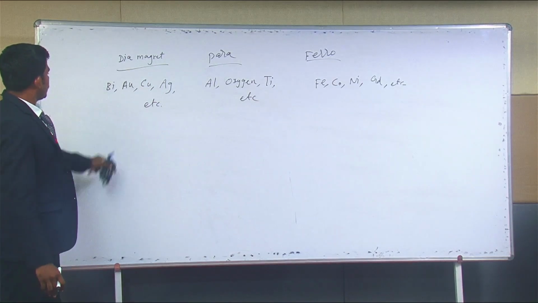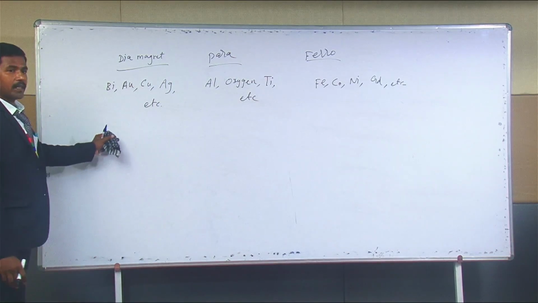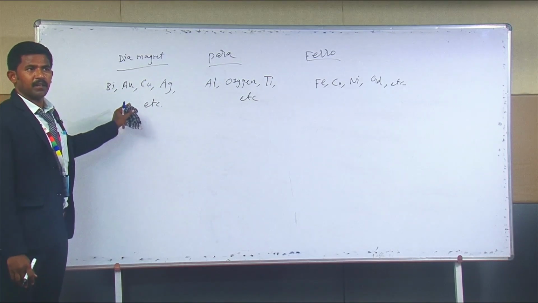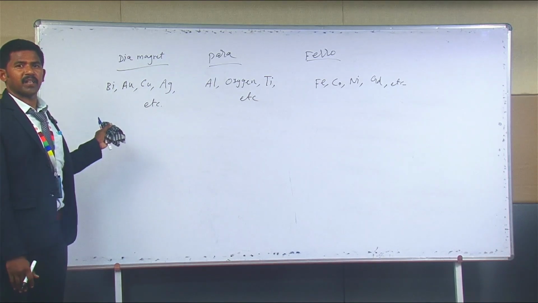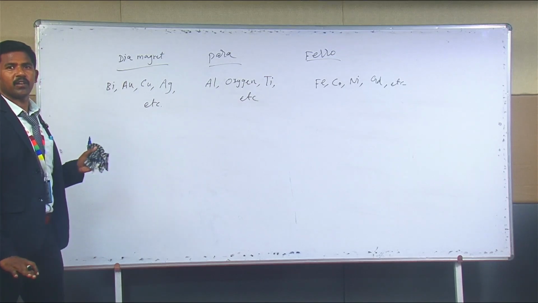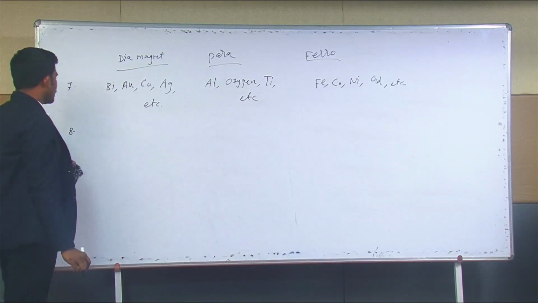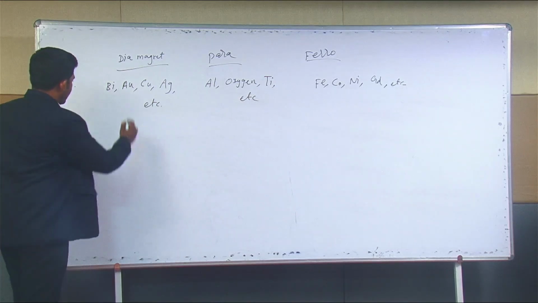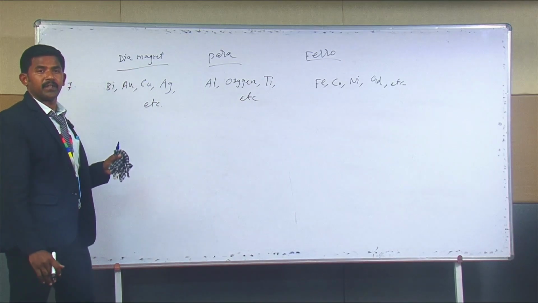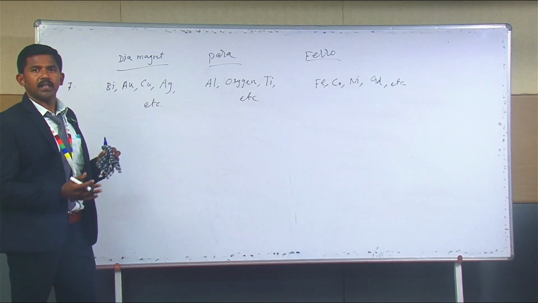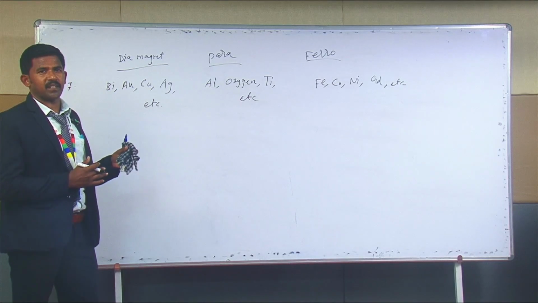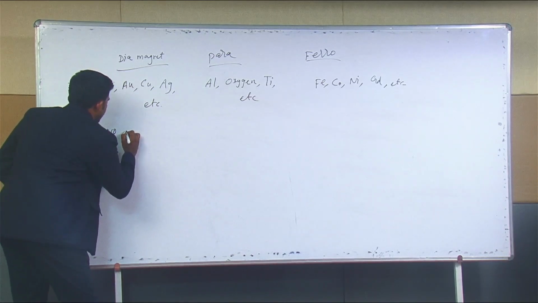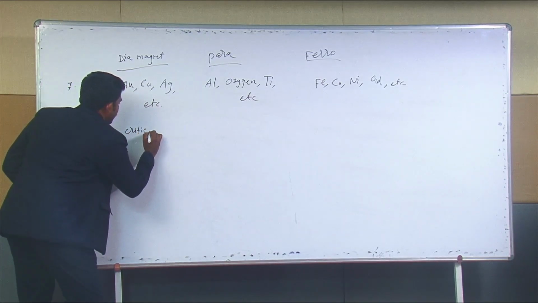So these are all under the category. For example, all superconductors are under the category of diamagnetic only, but the reverse is not true. All diamagnets need not be superconductors. For a diamagnet there is no Curie point, but if you consider the superconductor, there is a critical temperature at very low temperature. Usually there is no Curie point, no critical point.